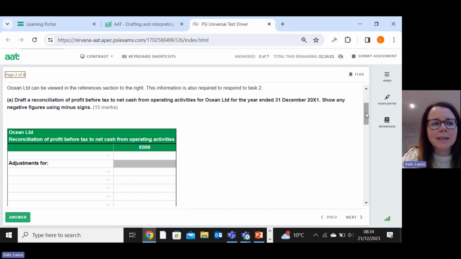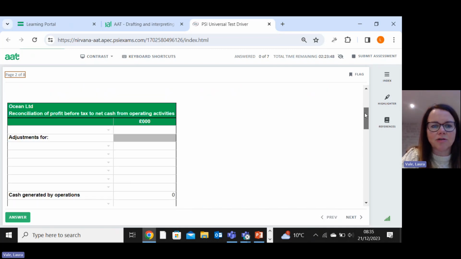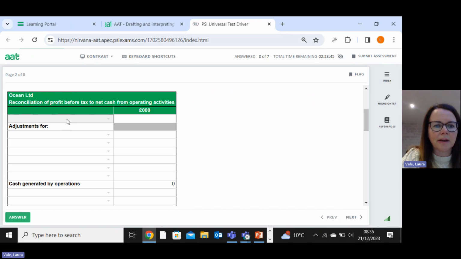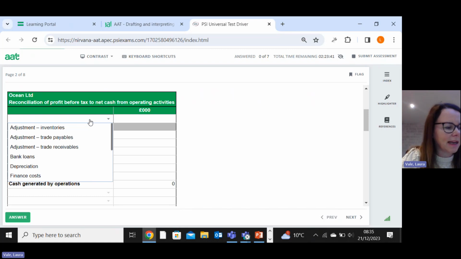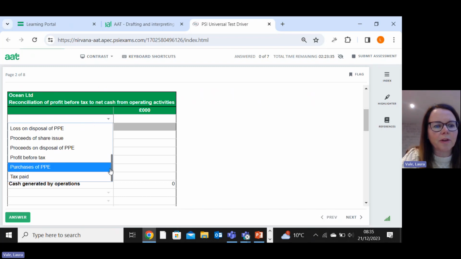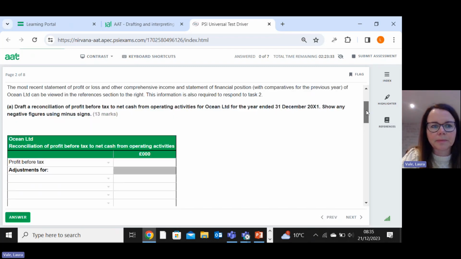So Part A, draft a reconciliation of profit before tax to net cash from operating activities. Show any negative figures using minus signs. Right, and I'm expecting a drop-down menu here. So you can either just go on the arrow, but that's sometimes a bit dodgy, or just double click and it gives you the drop-down. So we start, of course, with profit before tax.